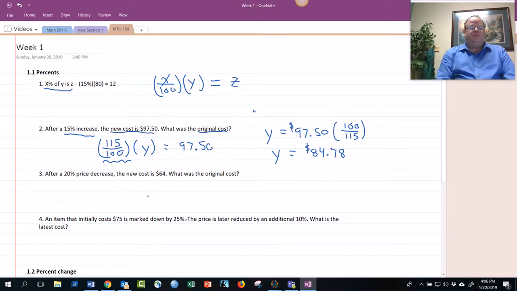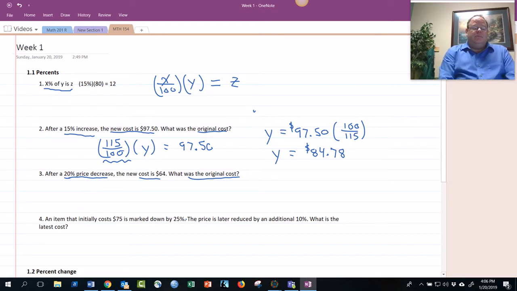All right, let's try another one. So after a 20% price decrease, the new cost is $64. What was the original cost? Now you notice in both of these, I have done the questions where they ask for the original cost. Again, that's because in my experience, these are the ones that trick people up a little bit more often. The catch here is to realize that if you're using the equation like I'm using it, the original cost is the y, and the new cost is the z.